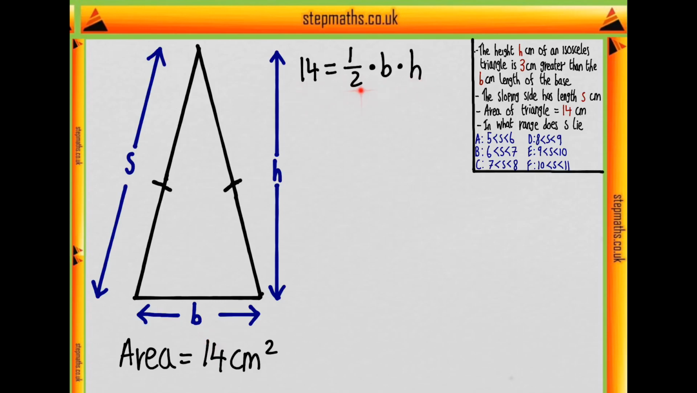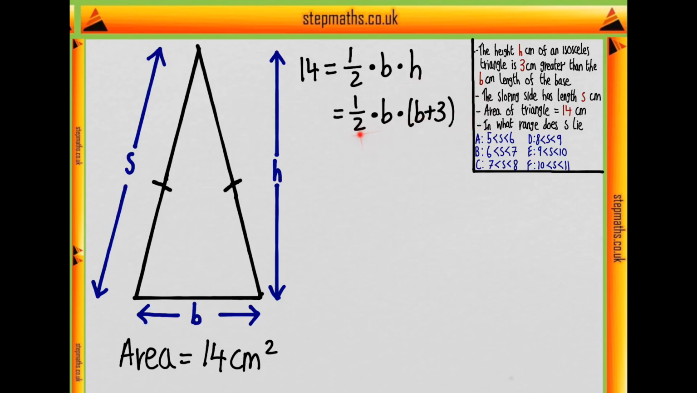So we do know one. 14 is equal to half times the base times the height. But this isn't particularly helpful in its current form because we've got two variables multiplied together equal to a number. We need it really in one variable. So we know the height of the isosceles triangle is 3 centimetres greater than the base. So we know h equals b plus 3, right? So we can substitute that in.